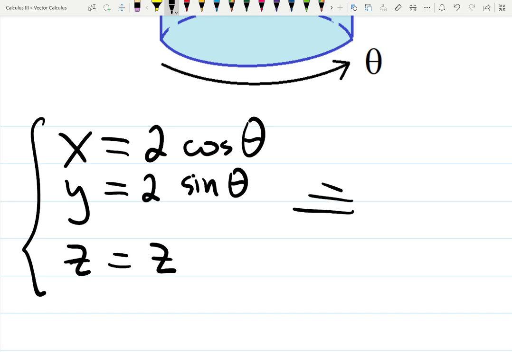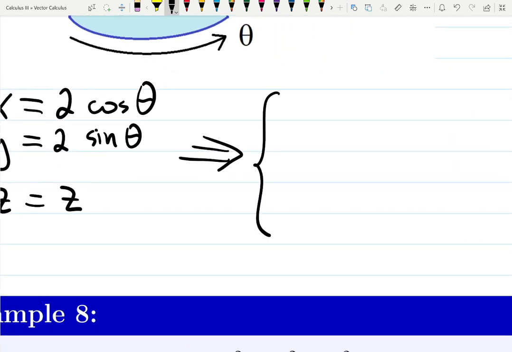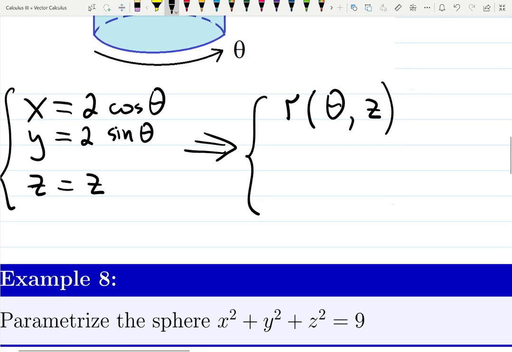From here, we're going to describe this surface using only 2 parameters. R now does not depend on t. We could call this t, but R depends now on 2 variables. The angle gives you how wide the cylinder is, and height will be described by z, how tall it is.